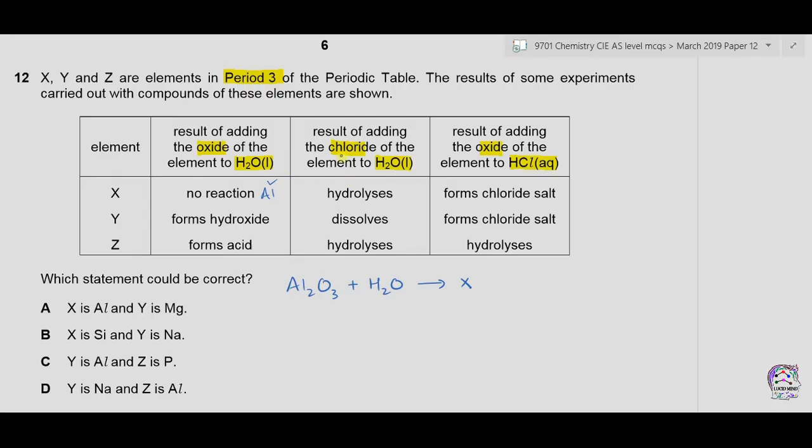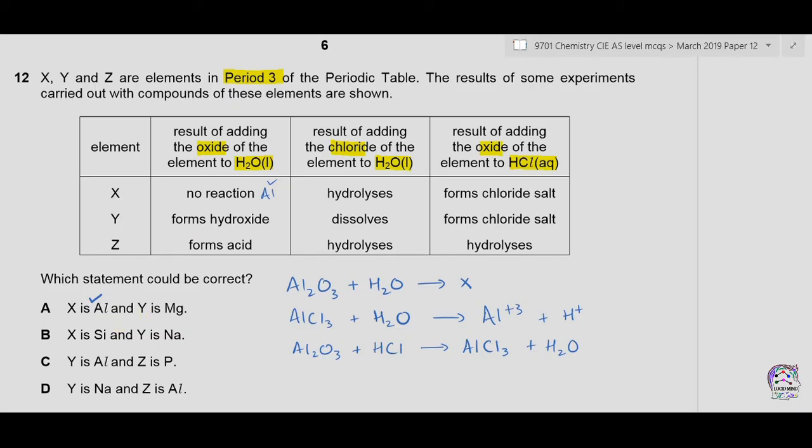Now the second reaction is of aluminum chloride with H2O. So we can write AlCl3 plus H2O. This reaction is a hydrolysis reaction in which Al³⁺ is formed along with H⁺ ions. The third is the reaction of oxide with HCl. So aluminum oxide reacts with HCl to form salt and water. So X is aluminum, this is correct.